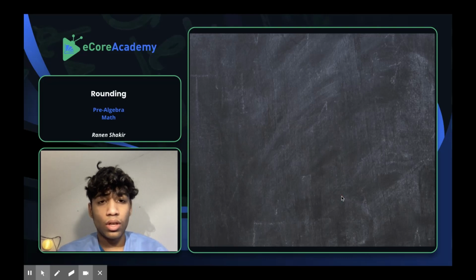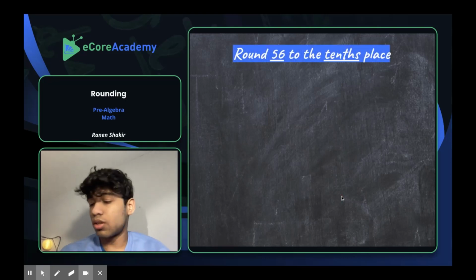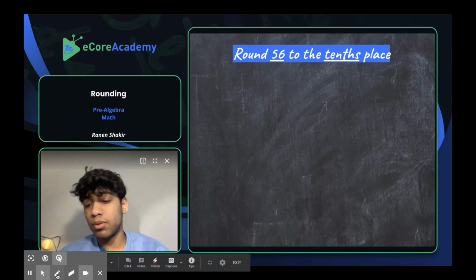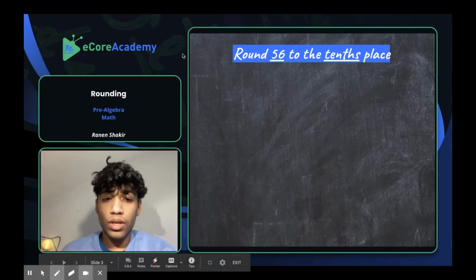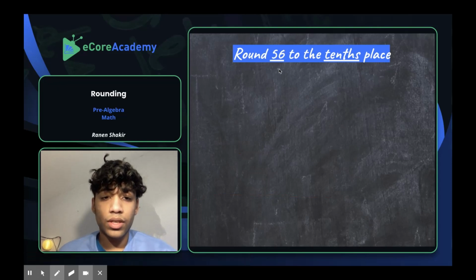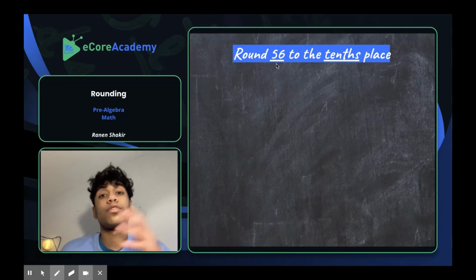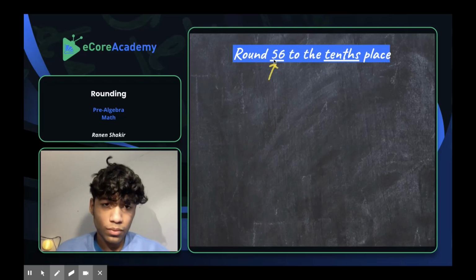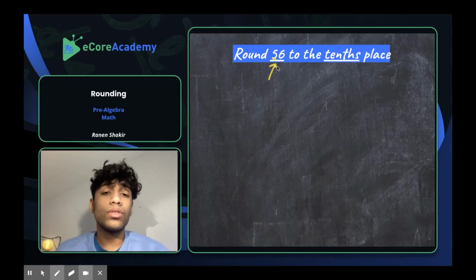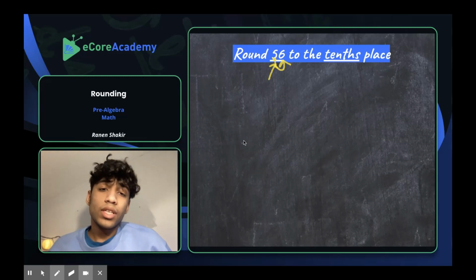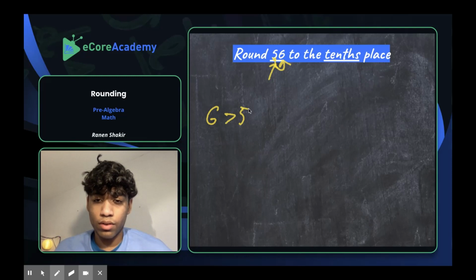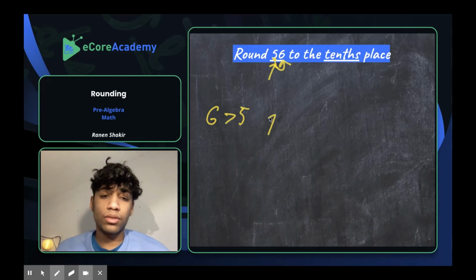So let's take a look at this. We have the number 56 here, and it says to round 56 to the 10th place. So we look at our number, 56, and as from the place value video, we know that the 10th place is the 5. So our rule says look right. If you look right, the number is 6, and we know that 6 is greater than 5, so that means we have to round up.